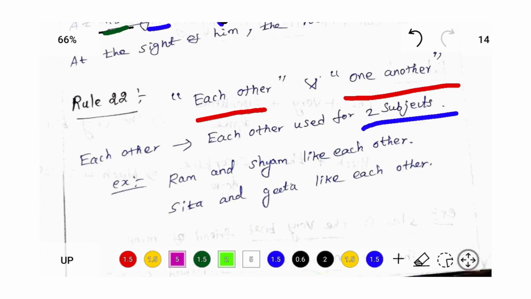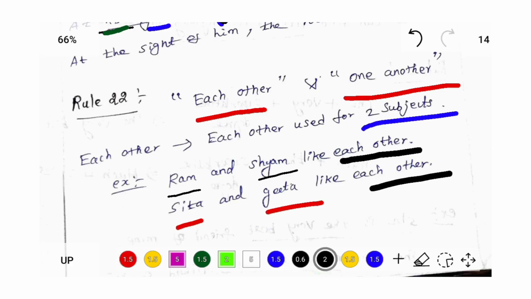For example, Ram and Shyam like each other. Sita and Geeta like each other. Ram and Shyam are two subjects, so we use each other. In the sentence, Sita and Geeta are two subjects, so we use each other.